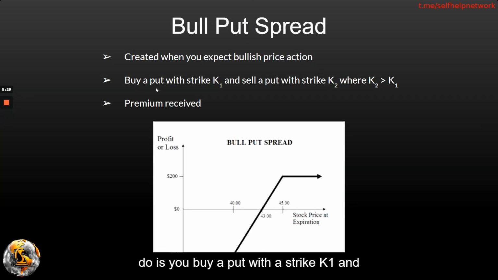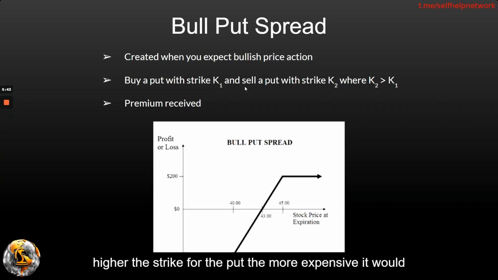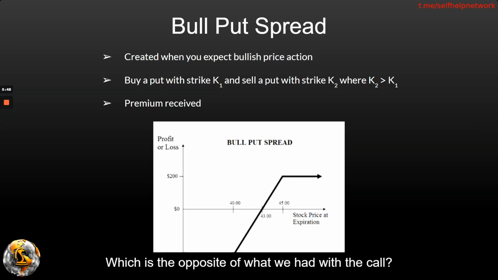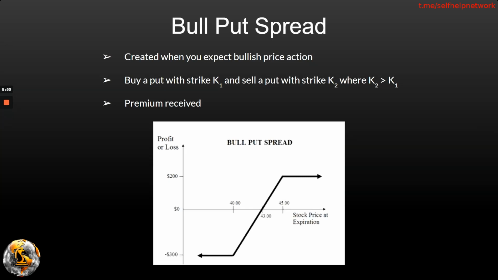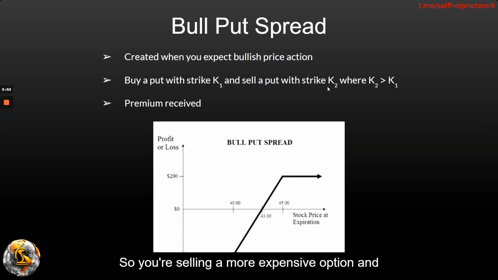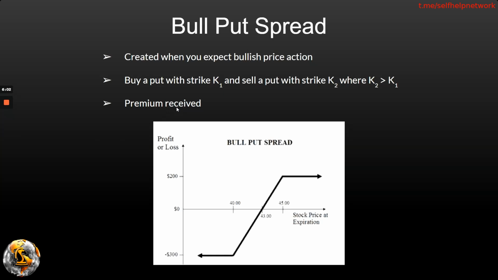What you do is you buy a put with a strike K1 and you sell a put with a strike K2, where the strike K2 is greater than K1. Now at this point, you should intuitively know that the higher the strike for the put, the more expensive it would be, which is the opposite of what we had with the call. So you're selling a more expensive option and you're buying a cheaper option. So the net, you will get some money to put on the trade. That's the premium you will receive to put on the trade.